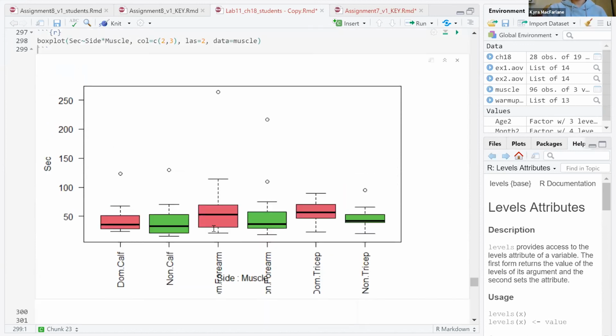Okay, so our box plot is a little messy. It's a little bit hard to see because we've got these huge outliers.